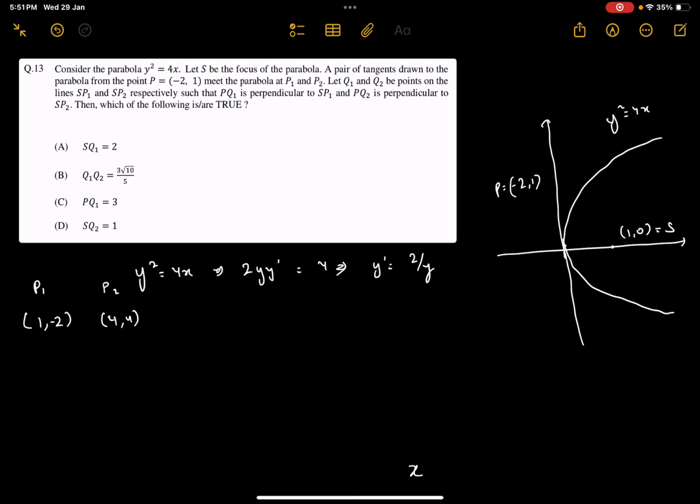Now using this equation, we'll get the slopes of the tangents, but I don't think we need them. So what is next?